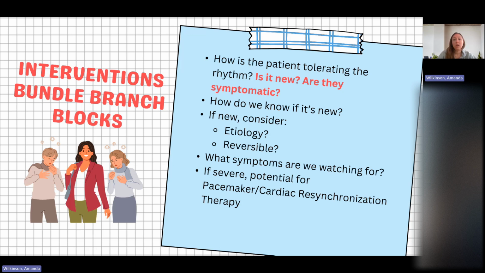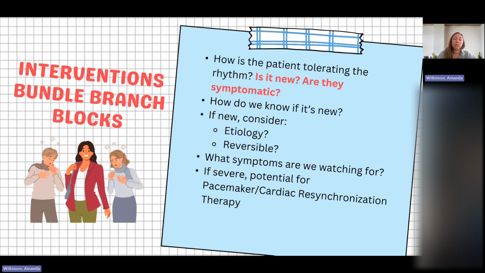How do we know if it's new? You should compare it to old ECGs if they have one. Look at your patient's chart history, if they've maybe had some previous cardiac history. And then finally, to determine if the block is severe or symptomatic, or if it's part of an advanced conduction disease, we may need to escalate it to maybe pacing, or maybe a cardiac resynchronization therapy or CRT, especially if heart failure is correlated with the left bundle branch block.